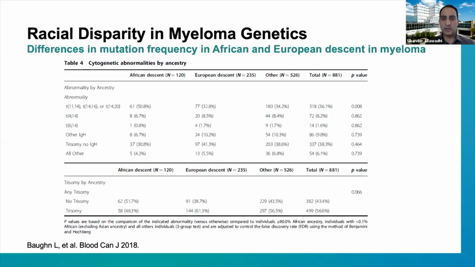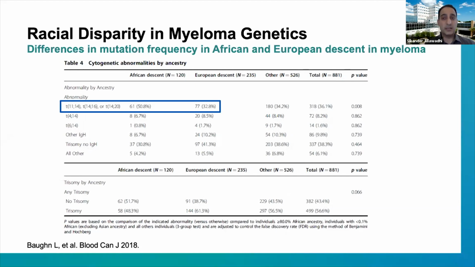What they did was, well, we have cytogenetics and FISH that come to the Mayo lab from across the world. So they just took samples that had already been studied and tried to look at the ancestry, seeing if the patients had an African descent or a European descent. And what they found was that one of the things that showed up significant was translocation 11;14, and also some other translocations, which were actually seen more frequently in African descent.